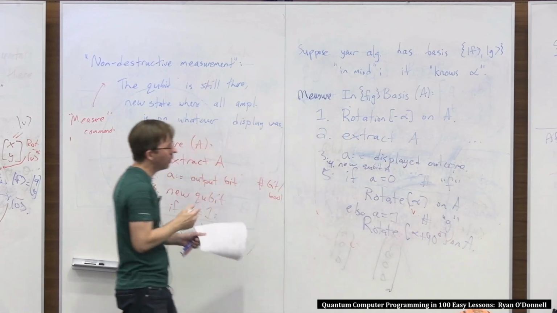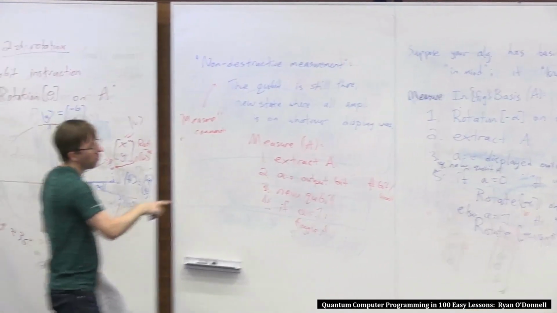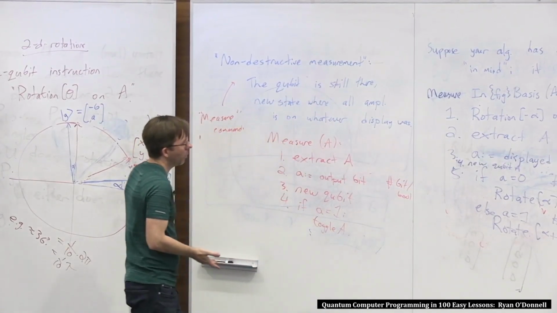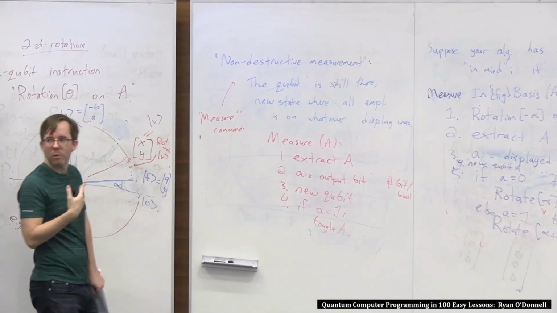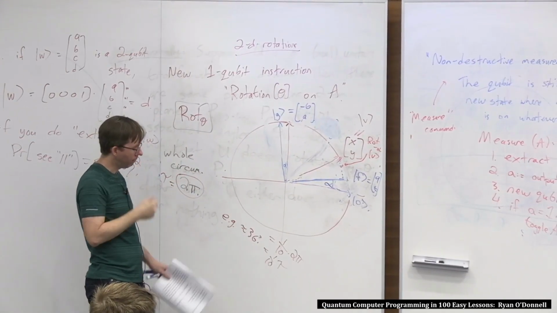Okay, so once we extracted and learned whether it corresponded to F or G, extract destroys the qubit, but then we can just remake the qubit in whatever state it was reported to be in.